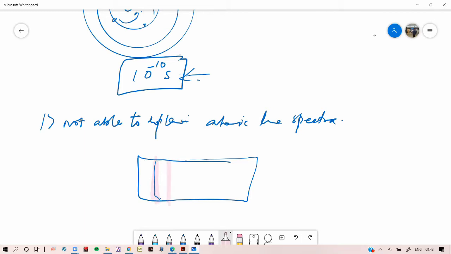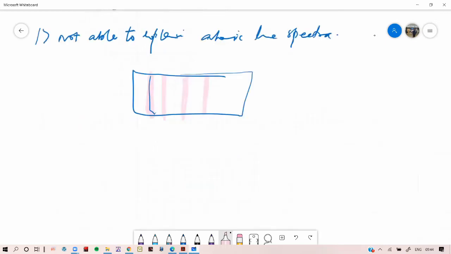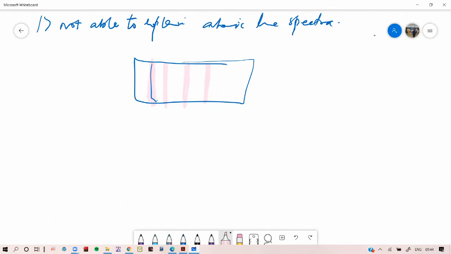There is again another band, again another band. So these bands, there are lines which are visible and some lines which are missing. That means they form a line spectra, line emission or absorption spectra. So it was not possible to explain this from Rutherford's model. Then what happened? Bohr started working on it.